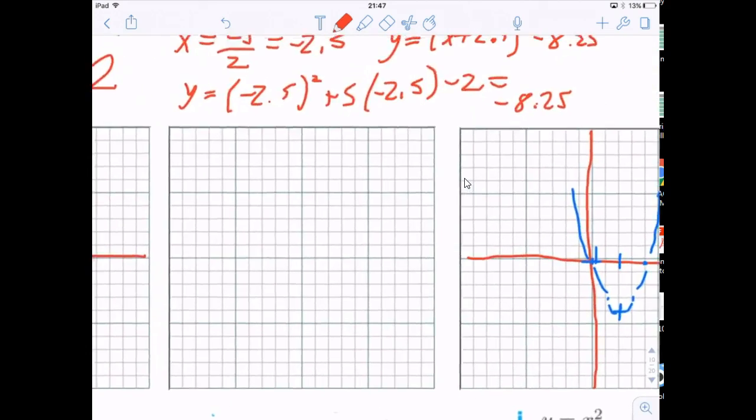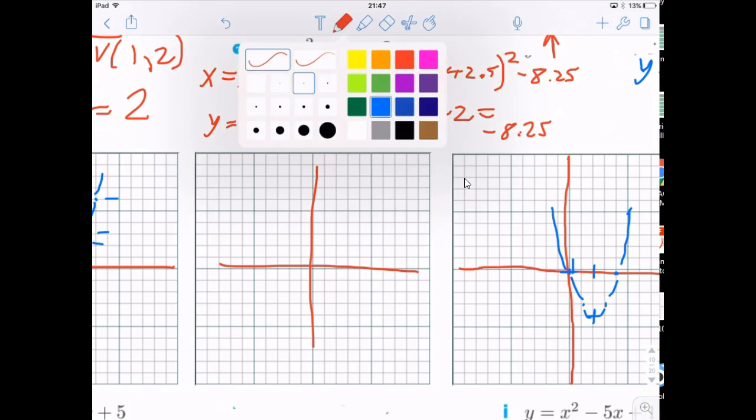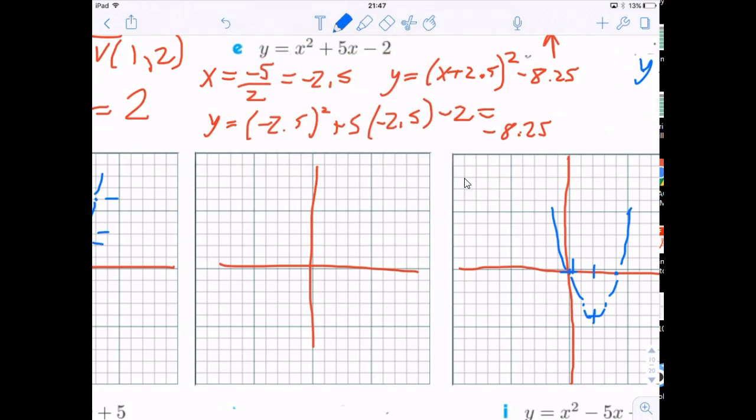So if I'm going to draw this one, I'm going to put the vertex at -2.5 and -8.25. So around there. Okay, and then we can tell that it's a standard width parabola because the a value is 1. It's going to be kind of hard to draw this because these numbers are not exact.